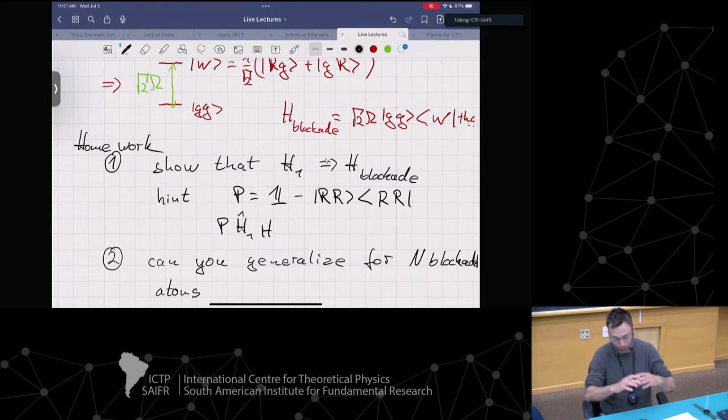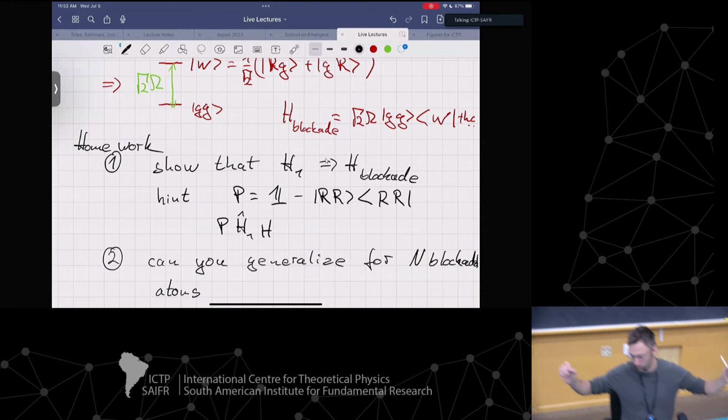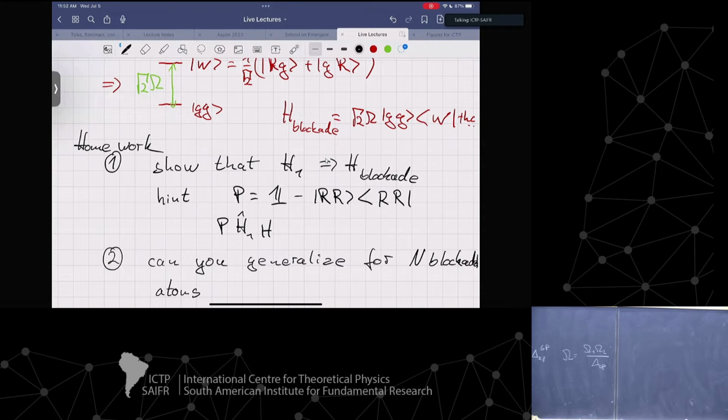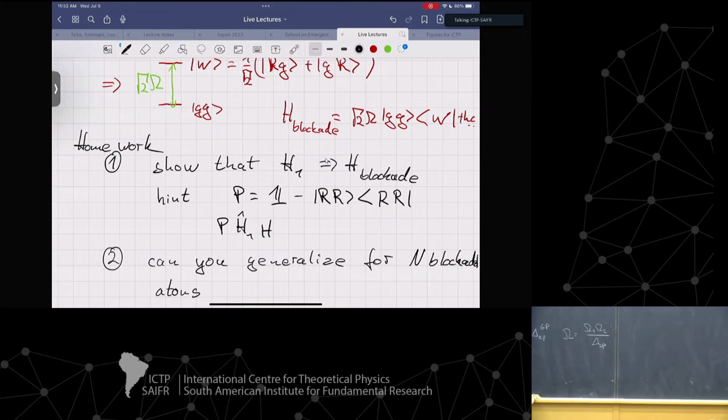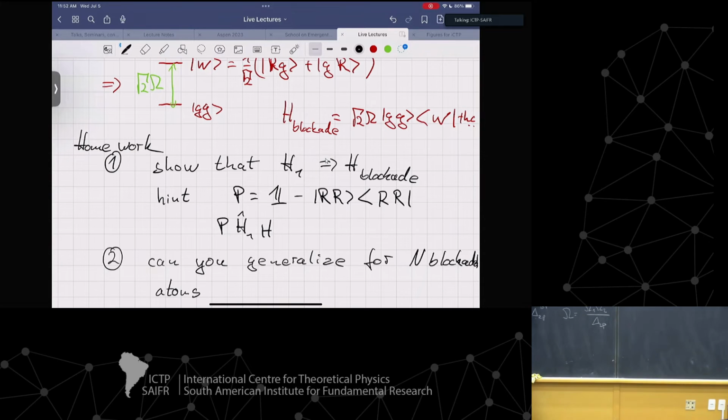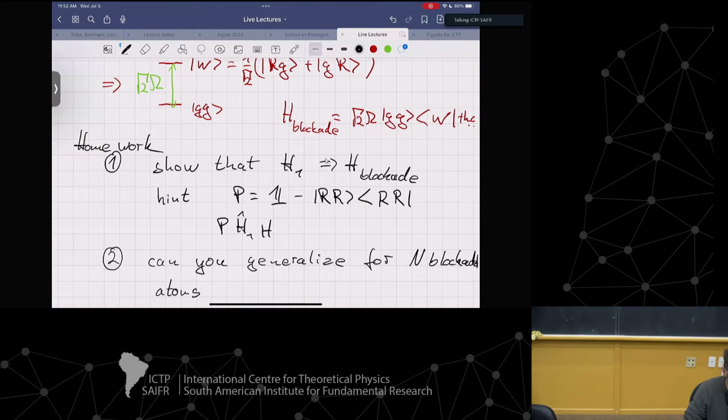So when you have n blockaded atoms, what you will find is actually that even though in principle I have 2 to the n possible states, suddenly because of the blockade, they just behave like one 2-level system: everything in the ground state, and then a symmetric superposition where one Rydberg atom is basically shared between all the atoms. This is the homework, and play a little bit with this. We will also discuss that tomorrow.